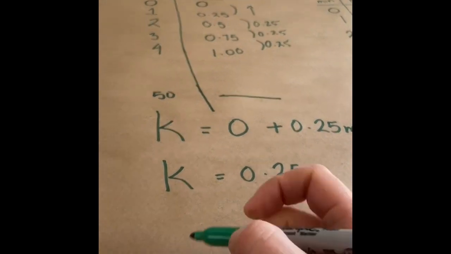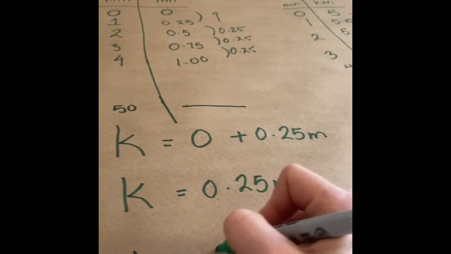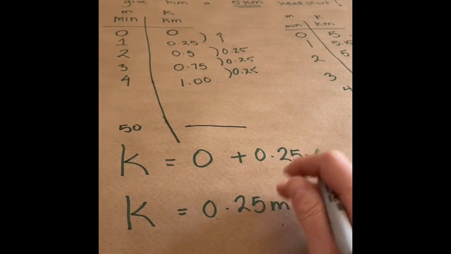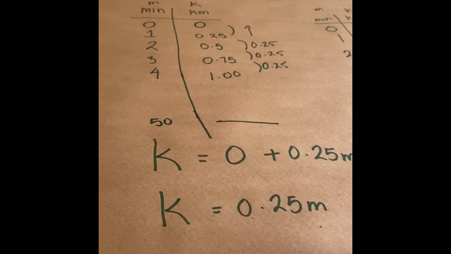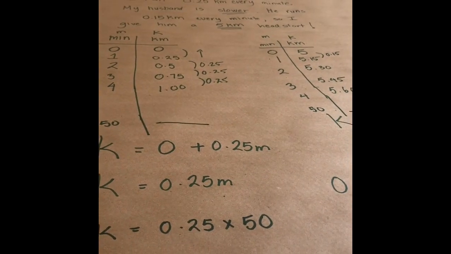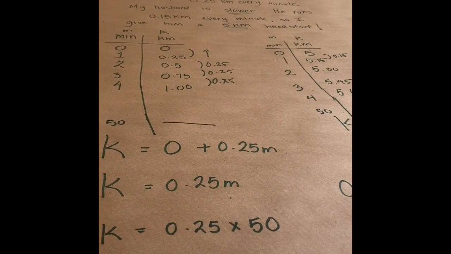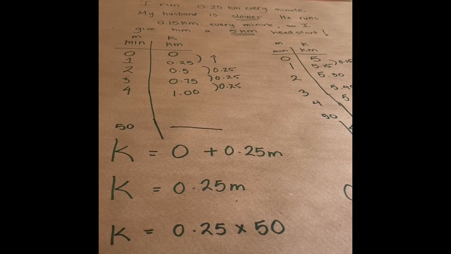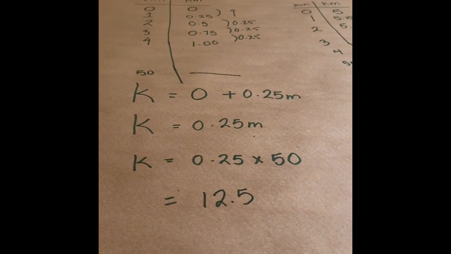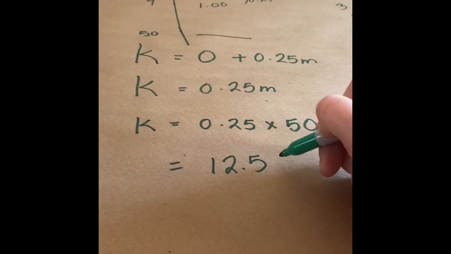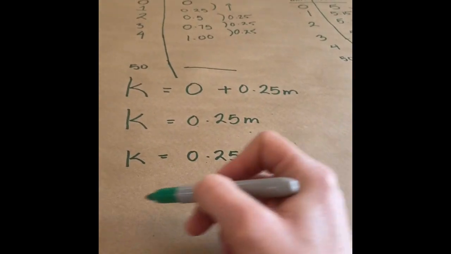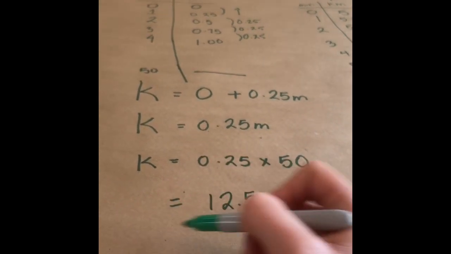That means my kilometers would be 0.25 times my minutes, which are 50. So 0.25 times 50. What's that going to be? Hey Siri, what's 0.25 times 50? Okay, so Siri gave me the answer. 0.25 times 50 is 12.5. So when the kilometers are 12.5, we've both run for 50 minutes, so that's when we should be the same.